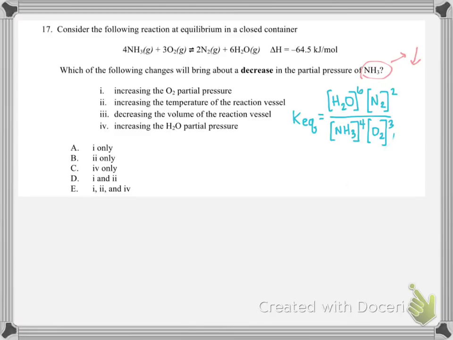So the first thing they're asking us about is if we increase the O2 partial pressure. Okay, so if we increase a reactant, that causes the reaction to shift to the right toward products. And so when that shift happens, the oxygen that we've added is going to drag some of the ammonia with it, and that pressure will decrease. Okay, so this first statement seems like a good idea.